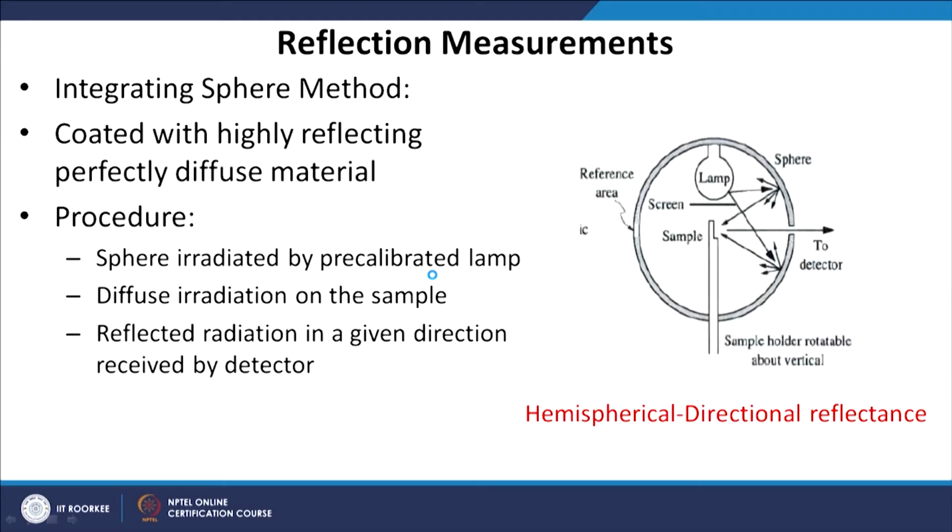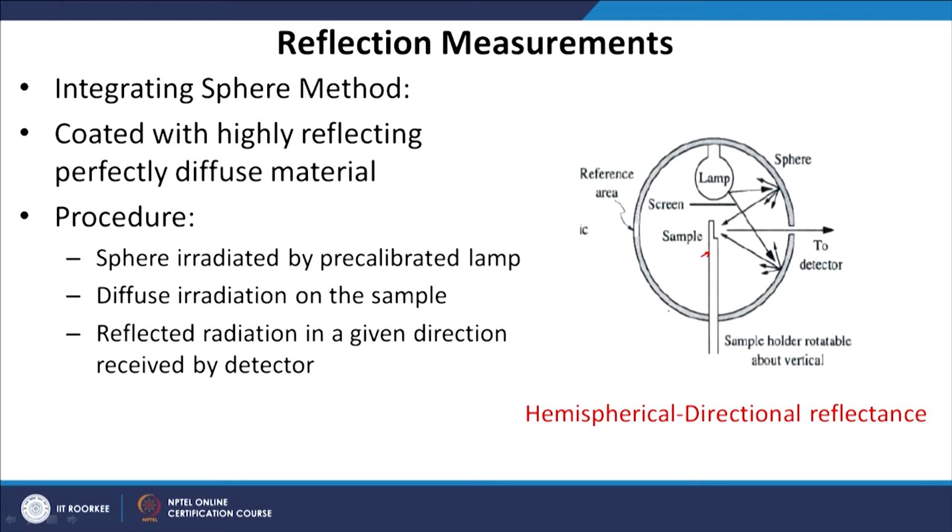And the third experiment that I am discussing here is the reflection measurement. Again, there are various setups available, and here I am taking a very simple setup. This setup gives you hemispherical directional reflectance. There is a rod on which we put the sample, and we have a lamp. This may be a monochromatic source if you want to measure spectral reflectance, or it could be a black body source if you want to measure hemispherical to directional reflectance averaged over all the wavelengths.